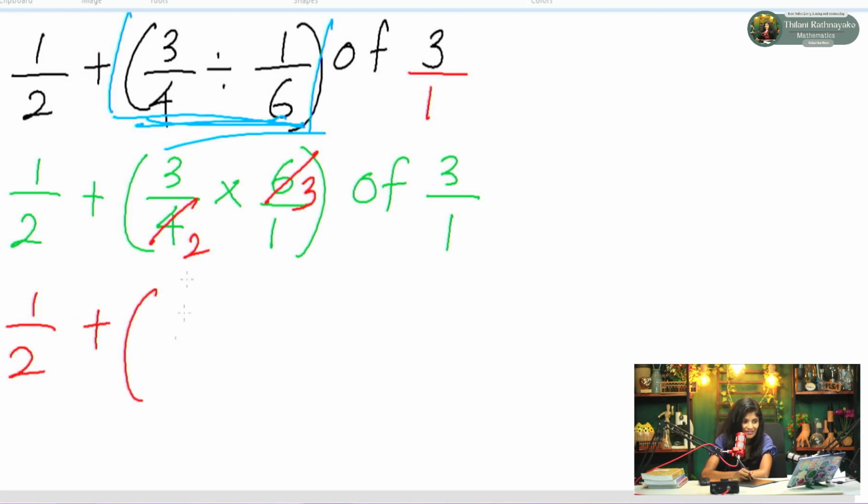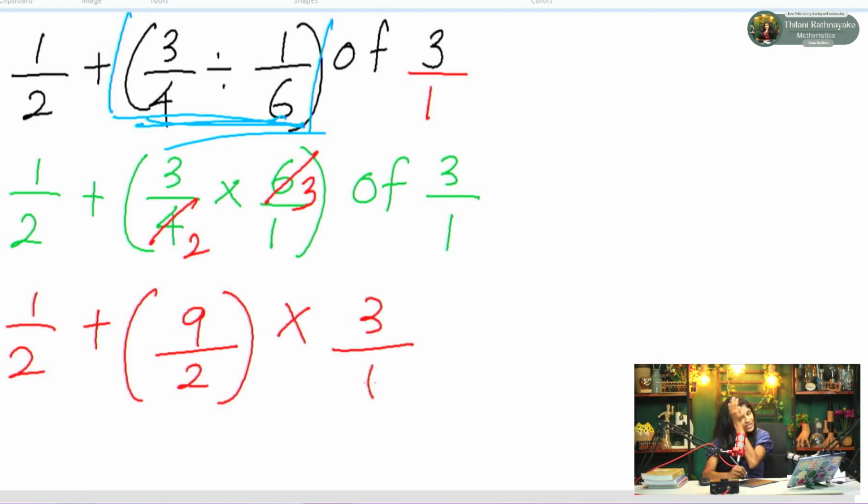Half plus 3 times 3 is 9, 2 times 1 is 2. Of means, how to simplify of? The method of simplifying of is that we write a multiplication symbol instead of it. For of, we substitute the multiplication sign and write the same things here. Don't take the reciprocal now. No need to take the reciprocal here, as it is not a division. Just write multiplication instead of of.